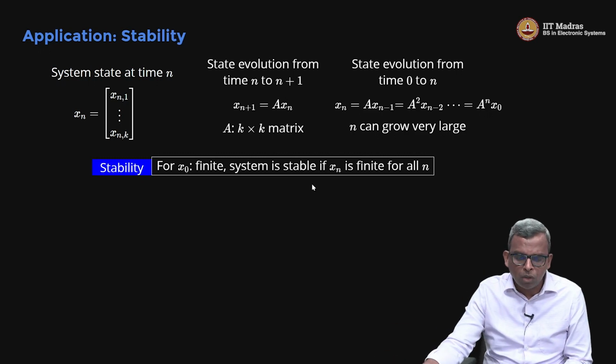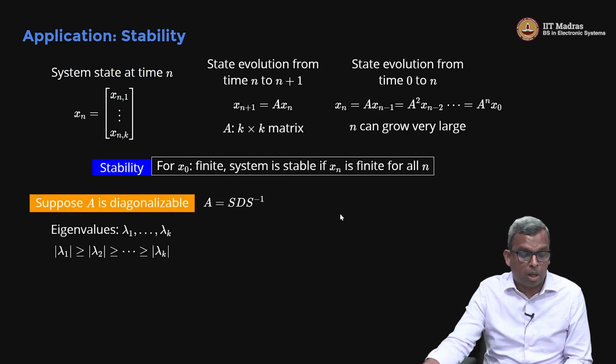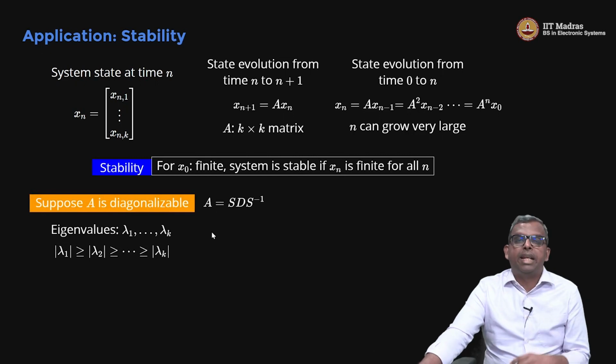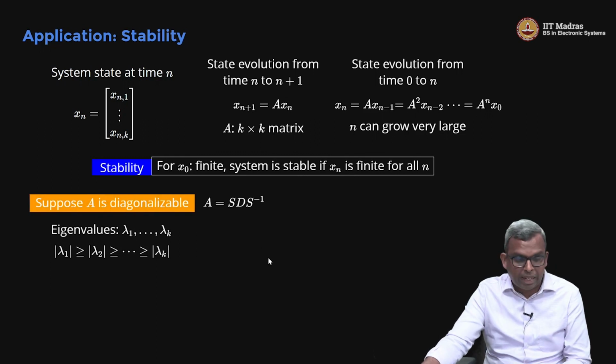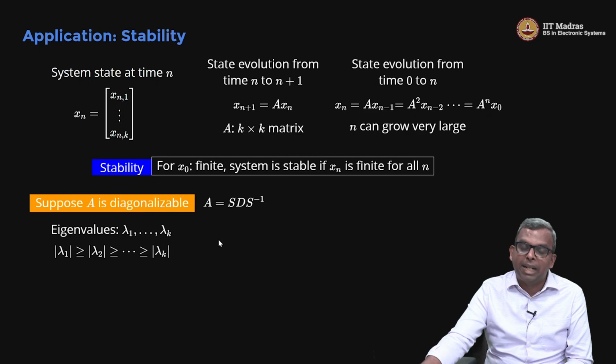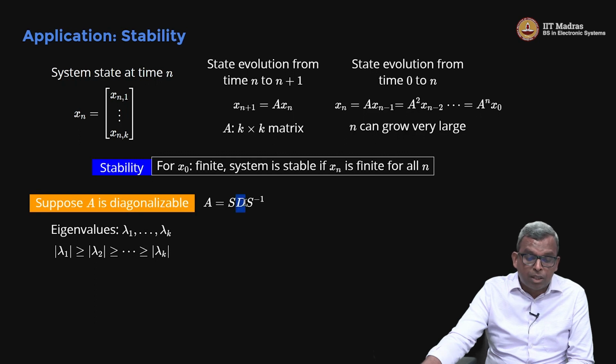So how do you make sure that a power n does not blow up? Here is where diagonalizability helps you in a tremendous fashion. In fact, even if a is not diagonalizable, you can say a lot of these things, but I'm not going into detail there. We'll start with the diagonalizable situation. If a is diagonalizable, then you know I can write a as SD S inverse. Not only that, you know the elements of D, right? What are the elements of D? These are going to be the eigenvalues.